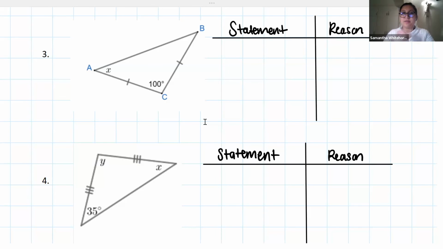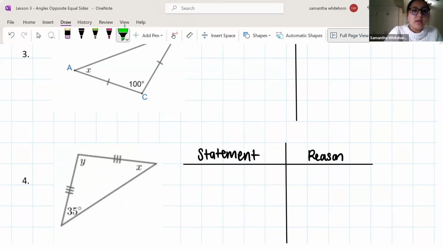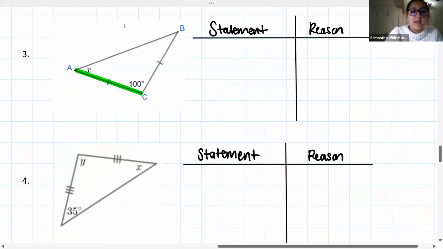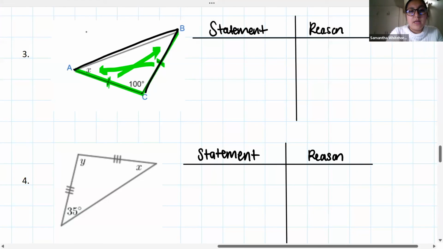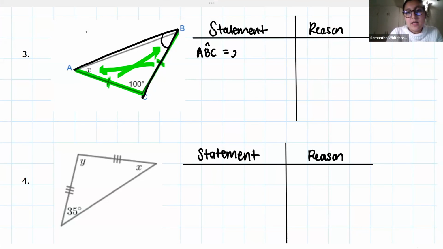Hey guys, let's have a look. So I'm going to start with question 3. This is pretty much the same as the one I just did with you guys. So we have been told that the sides AC as well as the side BC are equal because of those lines on them. And because they're equal, the angles opposite them are equal. Now, I don't know any of those values, but remember, you have to first make the statement that angle ABC, so this angle up here, is equal to x because of angles opposite equal sides.